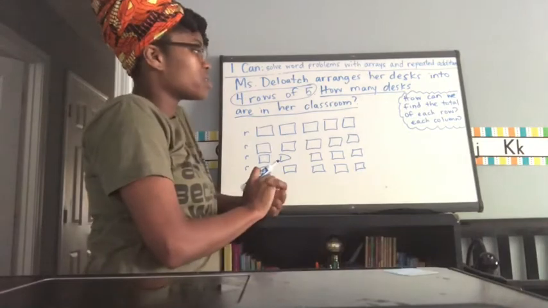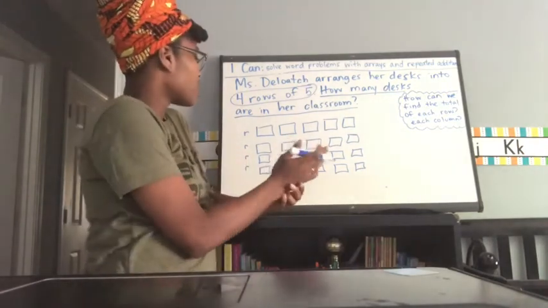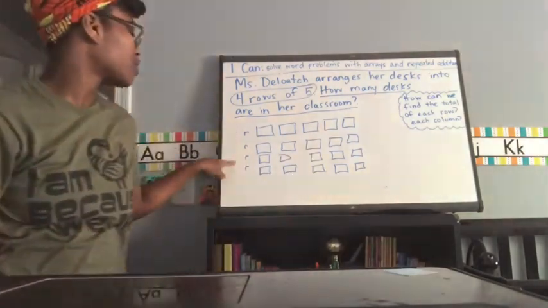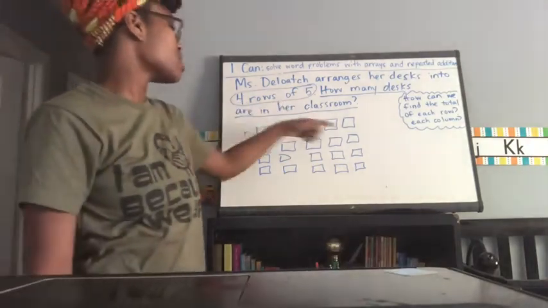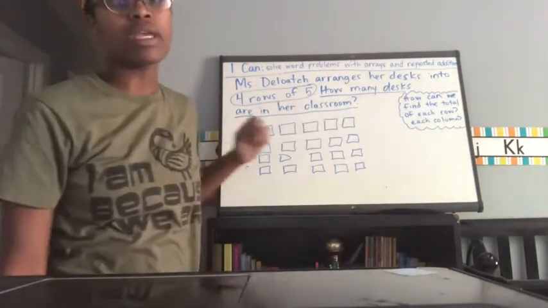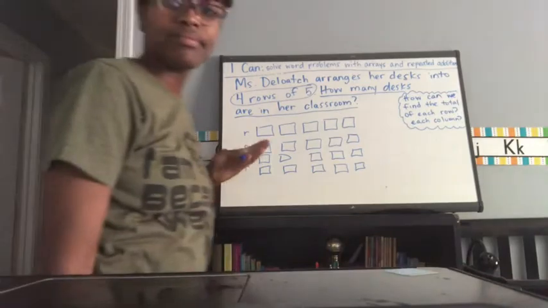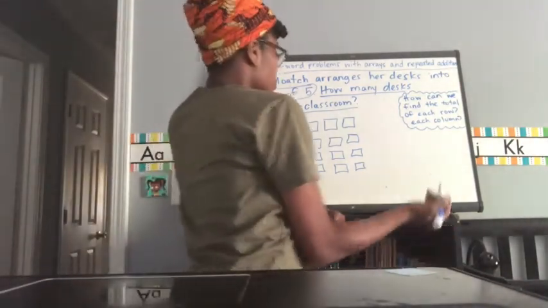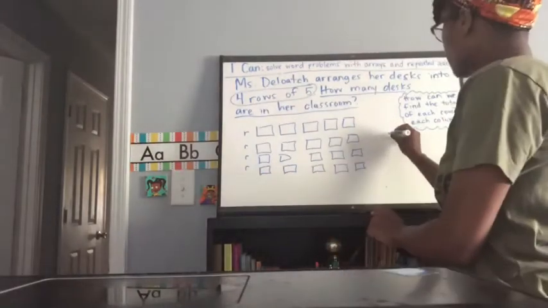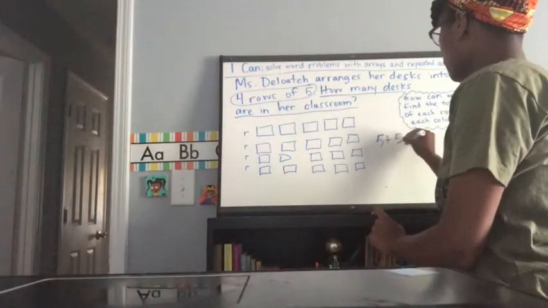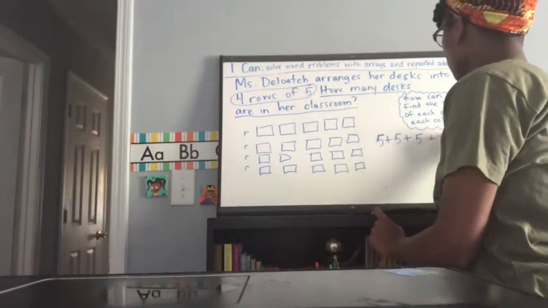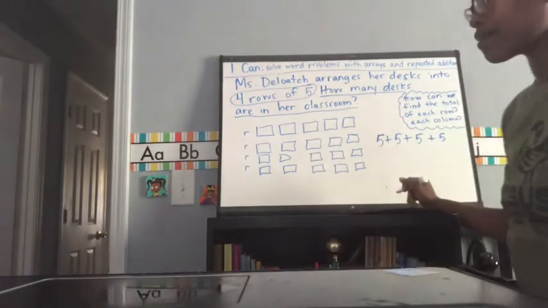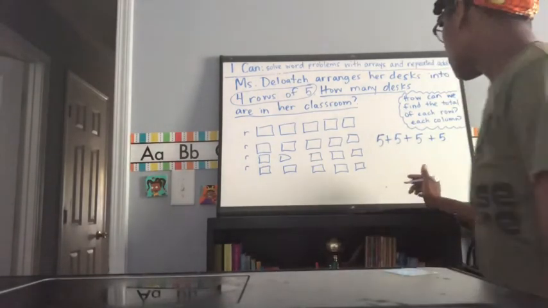How can we find the total of each row? Well, I know that there are 4 rows and 5 in each. So what number is repeating in each row? 5, exactly. So to match the rows, we would use 5 plus 5 plus 5 plus 5. I added 5 4 times.